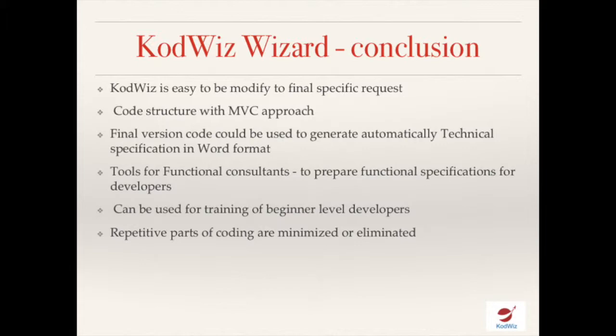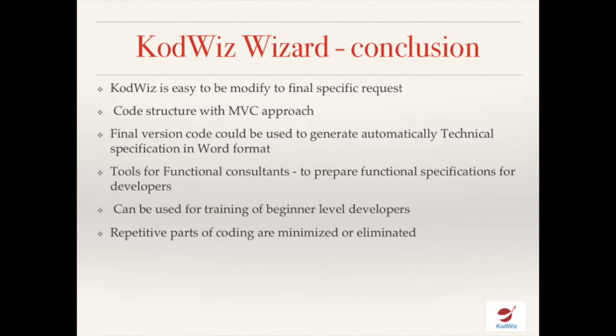When your development is done, you copy your code back to our tool and it will generate the complete technical documentation in Word format. KodWiz is not just for developers, but could be used by functional consultants as well to define their request in detail and generate a functional specification in a very convenient and fast manner. Their design could be taken over by the developer, who can make final tune-ups and generate code that will be used as a base for the final product.